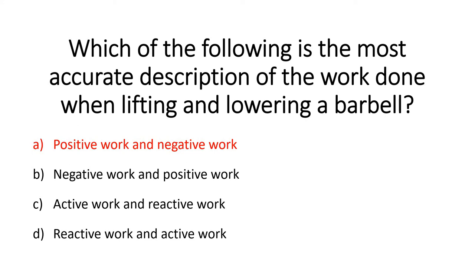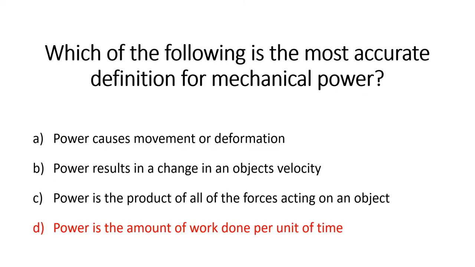Okay, so the next question asked you to select the most accurate definition for mechanical power. So is power able to produce movement and deformation? Does it result in a change in an object's velocity? Is it the product of all the forces acting on an object, or is it the amount of work done per unit of time? The answer is D. It is the amount of work done per unit of time.